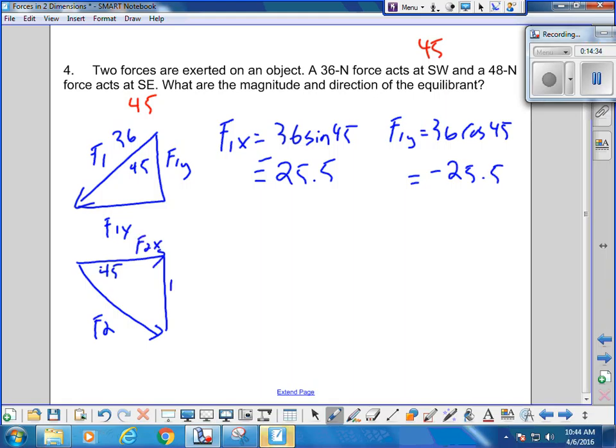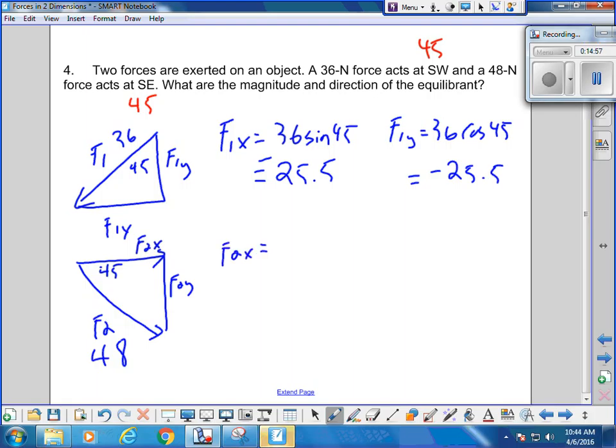F2x, F2y. I don't know. Southeast. I did it right. Well, okay, east, south, same thing. This is 48. You're going to get the same answers.